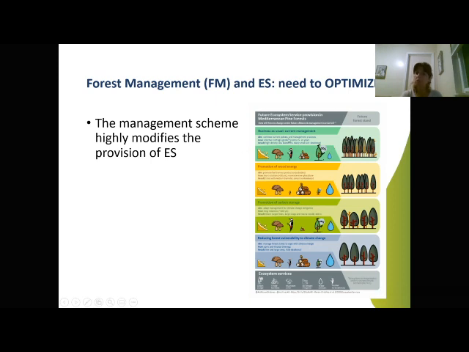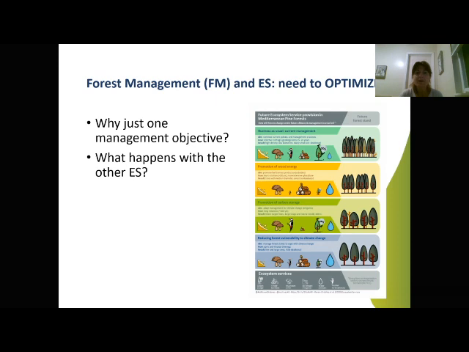You have business as usual, current management, which could be no management at all, where you have certain ecosystem services provisioning. Then you can manage in order to go for wood for energy, and then you will shape this ecosystem services provisioning. Or to promote carbon storage, then you will have different quantities and different distribution of ecosystem services. Or you can go for reducing, for instance, the forest vulnerability to climate change, and the ecosystem services provisioning will change.